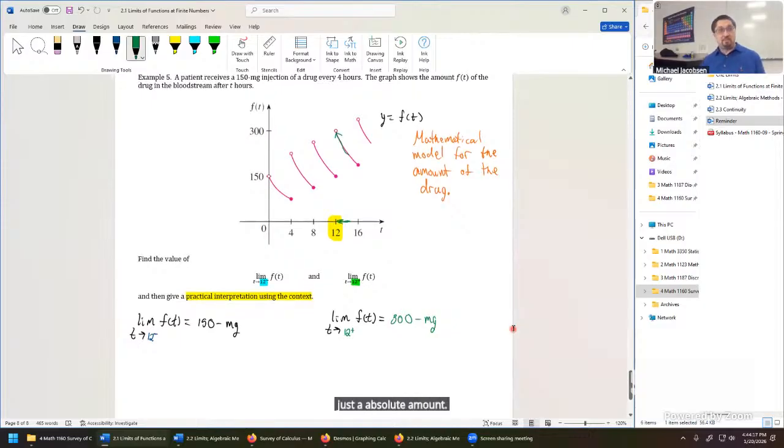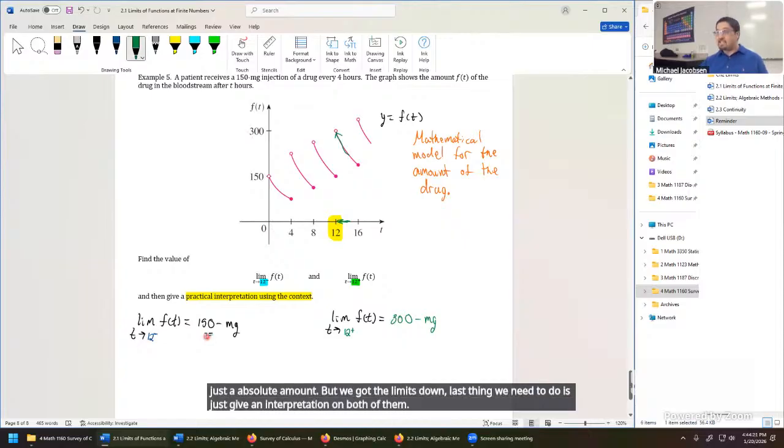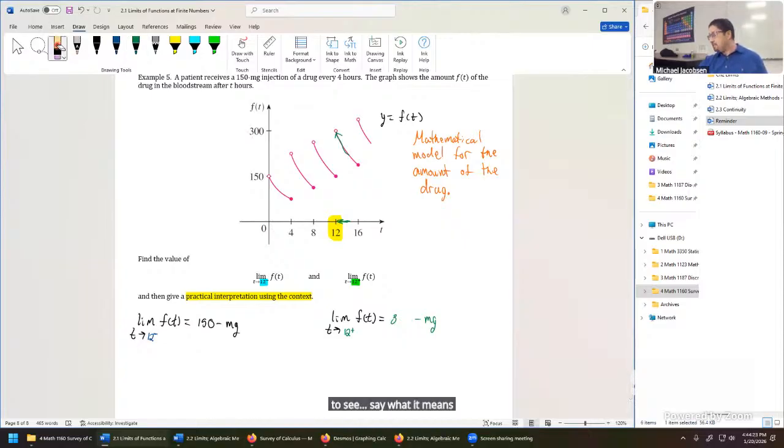Well, we got the limits down. Last thing we need to do is just give an interpretation on both of them to say what it means in context. Let me make sure that the color coding sort of matched up for both of them.